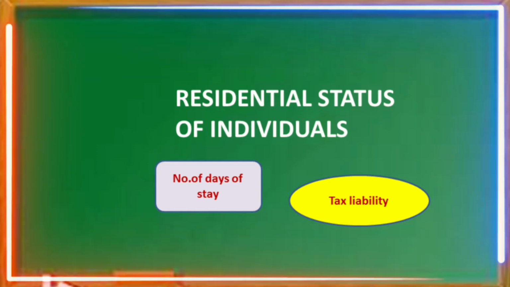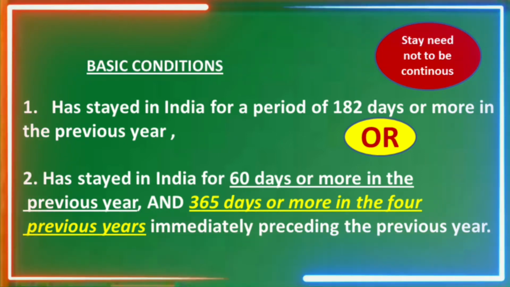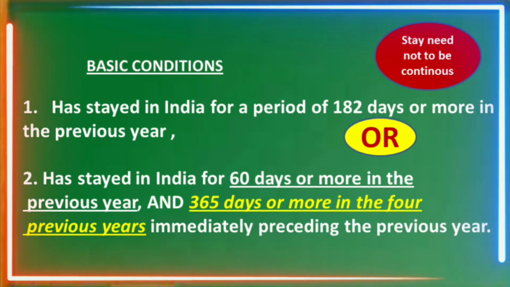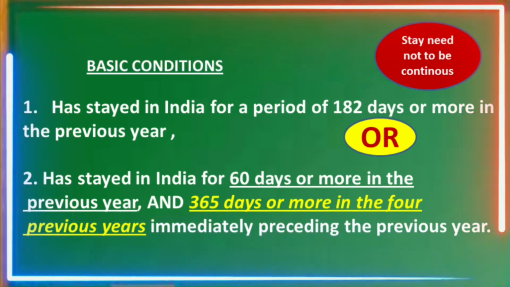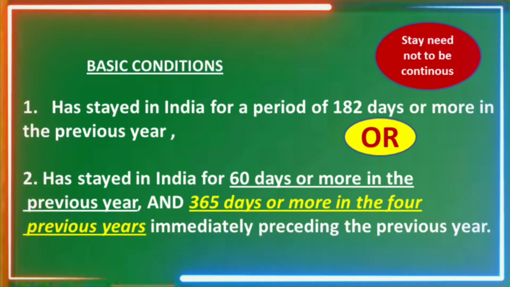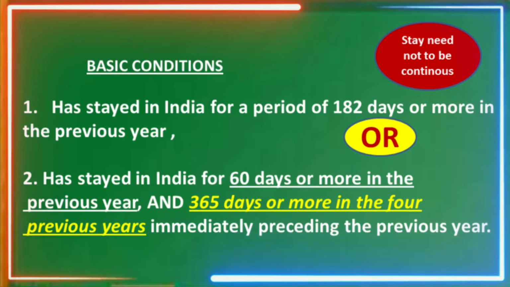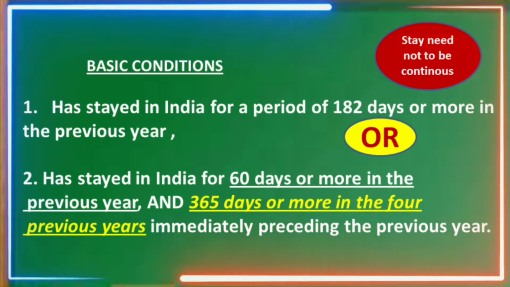Residential status is determined for each category of persons separately. That is, there are separate sets of rules for determining the residential status of an individual and separate rules for firms, companies, HUF, etc. For tax purpose, residential status is determined on the basis of some conditions. There are basic conditions, there are additional conditions. First of all, let us discuss what are basic conditions.